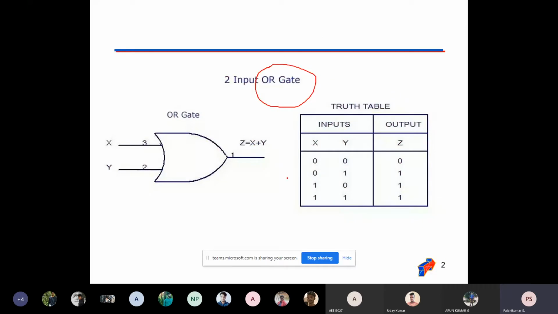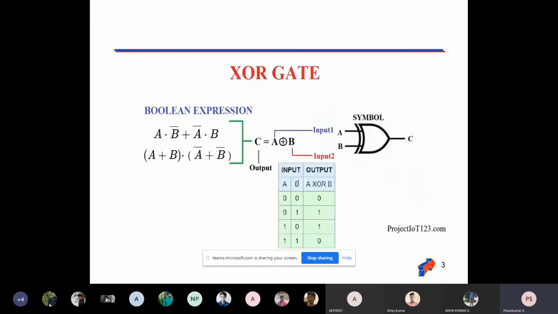But I can use the XOR gate. What is the XOR gate logic? XOR gate logic is simple. If both the inputs are low, the output is low. If both the inputs are high, the output is also low. If at least any one input is high and the remaining low, then the output is high. So I can very well use this logic for the staircase wiring. That is what we are going to see in the simulation.